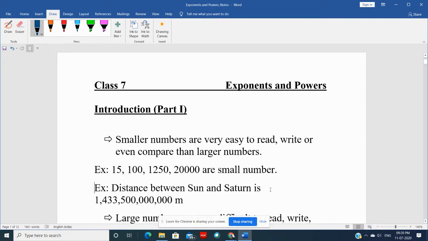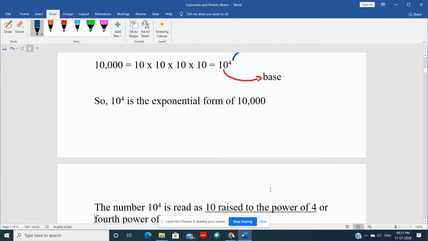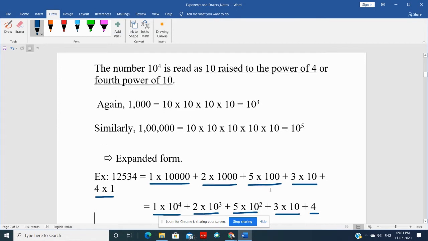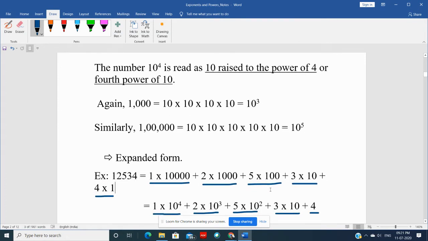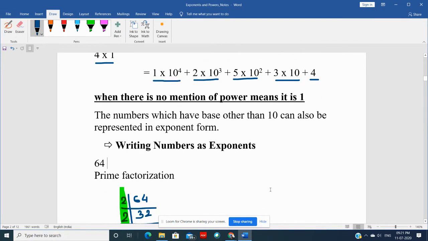Hello students. Now in this video we'll discuss the remaining topics of exponents and powers. In our first video we already talked about the introduction part of this chapter. We talked about exponents. What do we mean by power and base? What do we mean by exponential form? How can we write numbers with zeros in exponential form? How can we write expanded form in exponential form? Then we also talked about writing numbers in exponential form with the help of the prime factorization method.